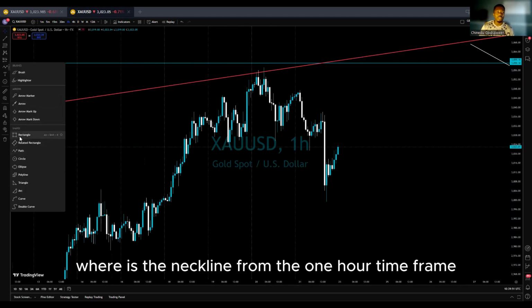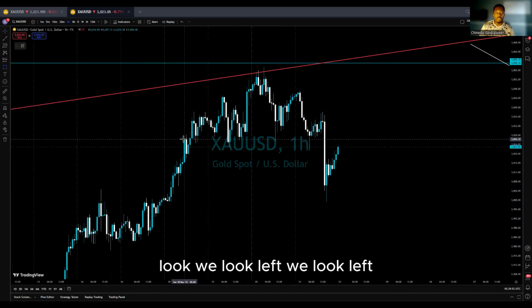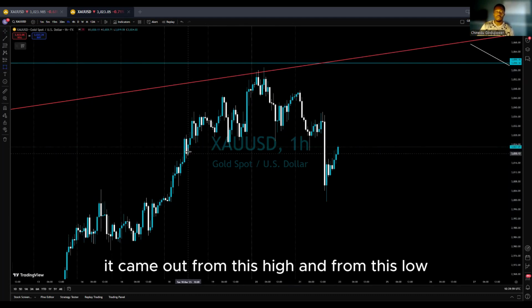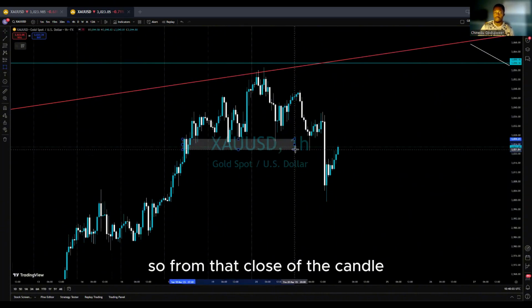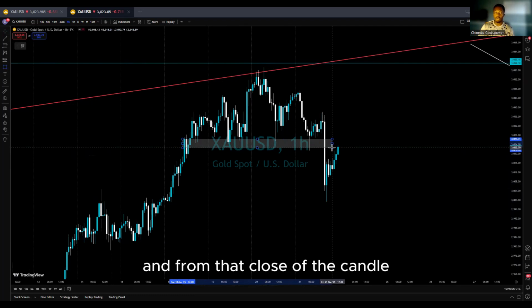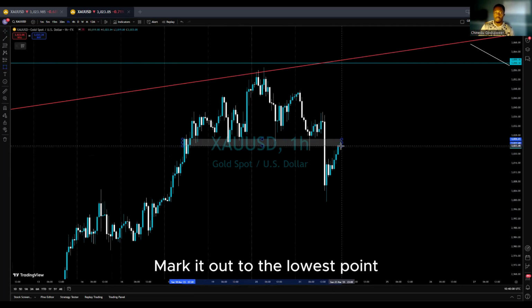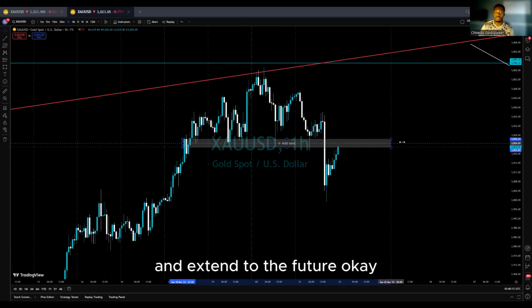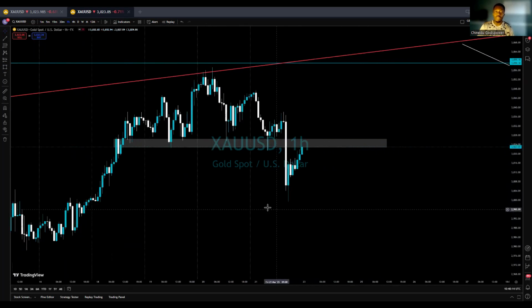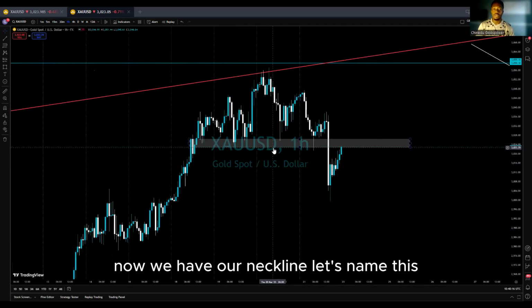Where is the neckline from the 1-hour time frame? Look left. Look for where the leg came out from. It came out from this high and from this low. So from that close of the candle, and from that close of the candle, we're going to take it out, mark it out to the lowest point, and extend it to the future. Now we have our neckline.